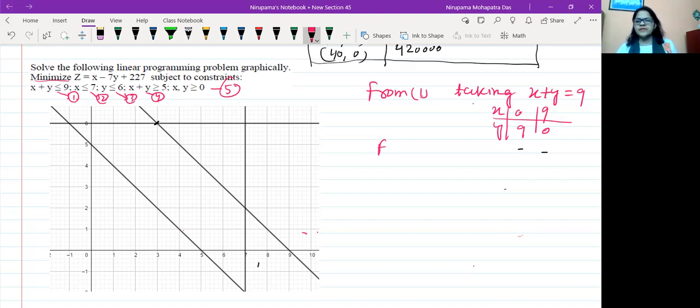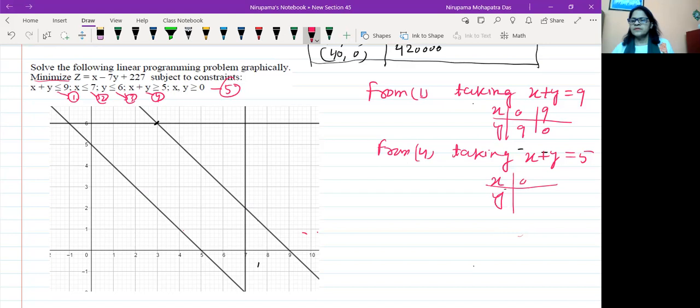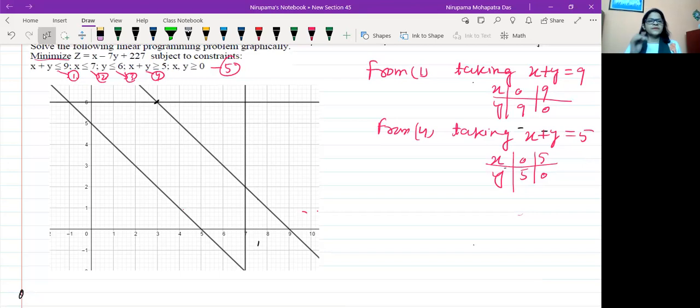The fourth one, taking x plus y equal to 5, x, y: 0, 5 and 5, 0. Now you can see I have drawn the graph. Whenever we are taking x plus y equal to 9, this is the line x plus y equal to 9. If you want to write less than equal to 9, it is fine.